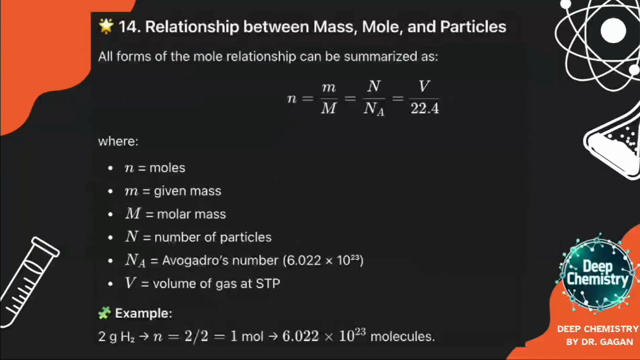Next is mass, mole and particle relationship. Here's a golden triangle for the mole concept that is shown. So mass, moles, number of particles and gas volume are all linked beautifully. For example, 2 grams H2 means n equals 2 upon 2, which is equal to 1 mole, that is 6.022 into 10 to the power 23 molecules, that is 22.4 liters gas at STP. Everything connects through the mole.